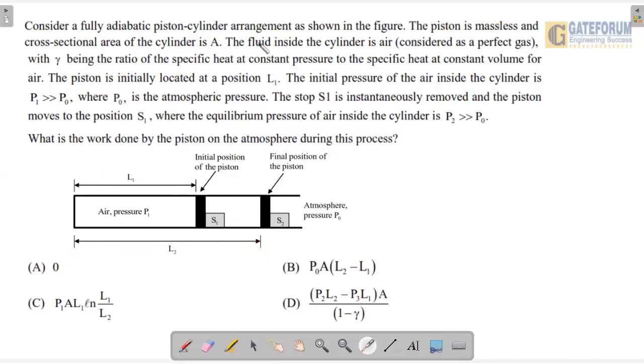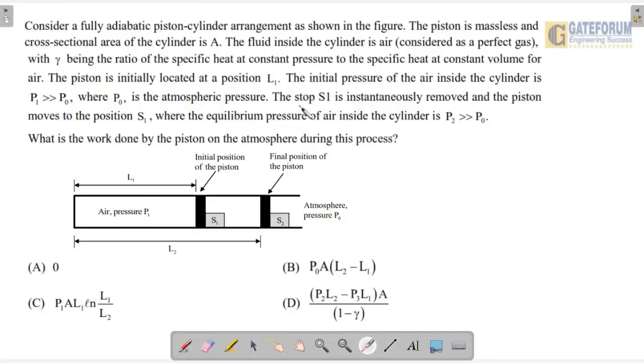The piston is massless. Area is A. The fluid inside the cylinder has ratio gamma. The piston is initially located at L2. The pressure of the air inside the cylinder, P1, is greater than P0. So whenever P1 is greater than P0, then there will be expansion, right? Inside pressure is more than the outside pressure.